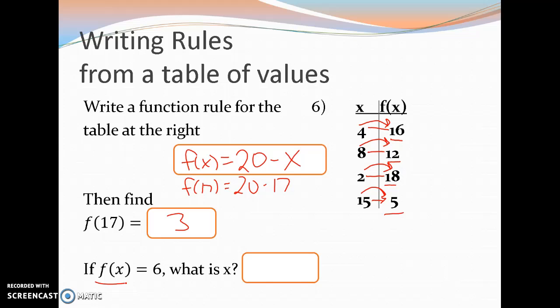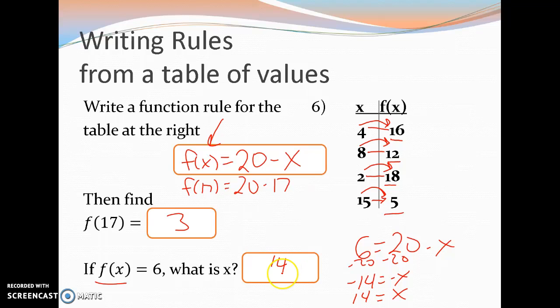If f of x is 6, then I'm going to replace the f of x here with a 6, and it's going to be 6 equals 20 minus x. So to figure out what x is, I would subtract 20 from both sides. So this is negative 14 equals negative x. But then if I divide everything by negative 1, positive x will equal positive 14. And that makes sense because if I take 20 minus 14, what I get is 6.